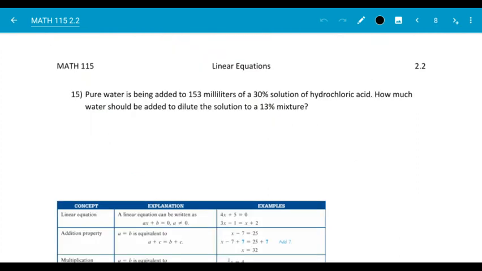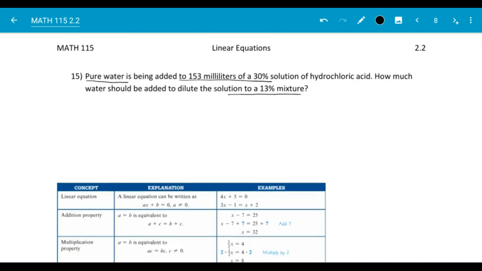The application problem here says pure water is being added to 153 milliliters of a 30% solution of hydrochloric acid. How much water should be added to dilute the solution to a 13% mixture? All right, so here's what we're looking at. Pure water is 0% hydrochloric acid. So a bucket of that I'm adding to a bucket to end up with a final concoction. This bucket is at 0%. I'm adding that to a bucket of 30%, and I want my final bucket to be at 13%.